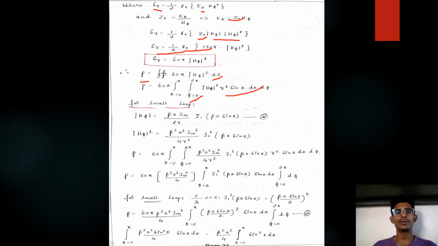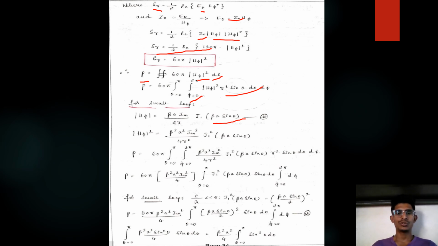And we are taking the small loop here, right? That's why, for a small loop, H phi is equal to beta a Im divided by 2r, J1 of beta a sin theta. This is the small loop equation. And squaring it, we have H phi whole squared equal to beta squared a squared Im squared divided by 4r squared, J1 squared of beta a sin theta.